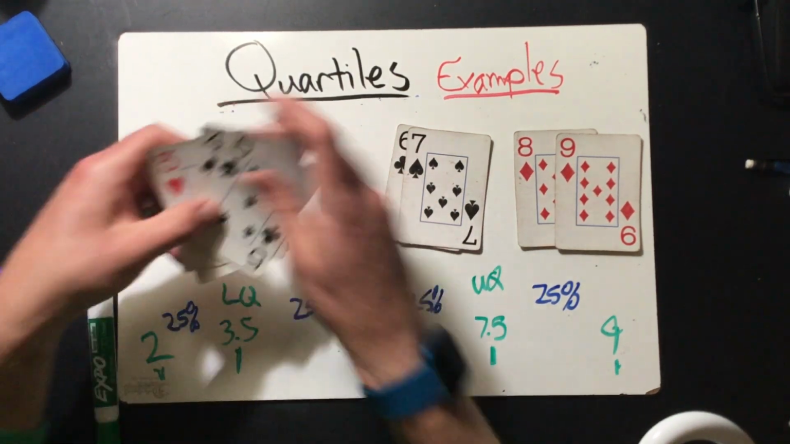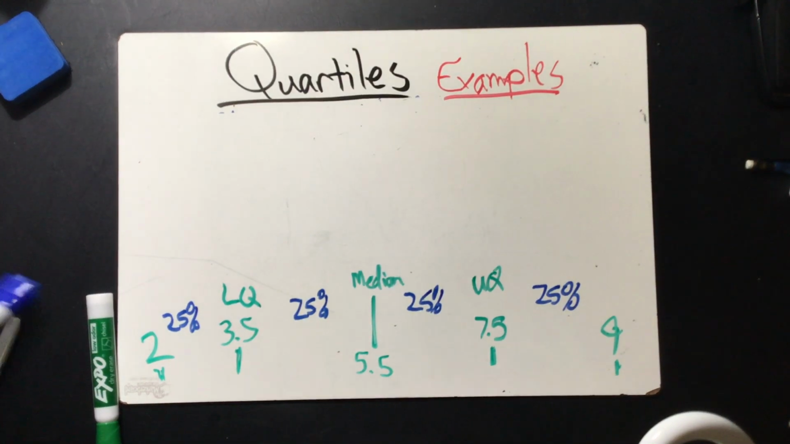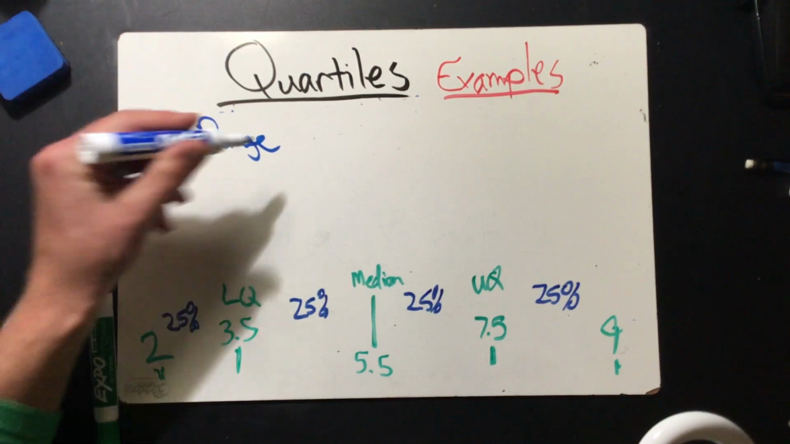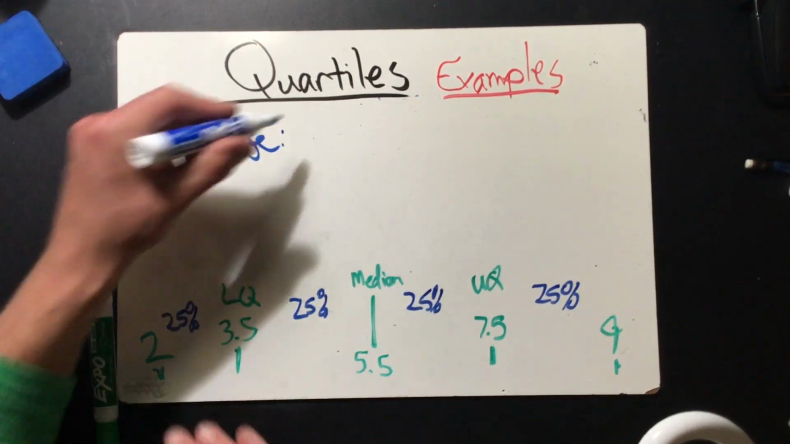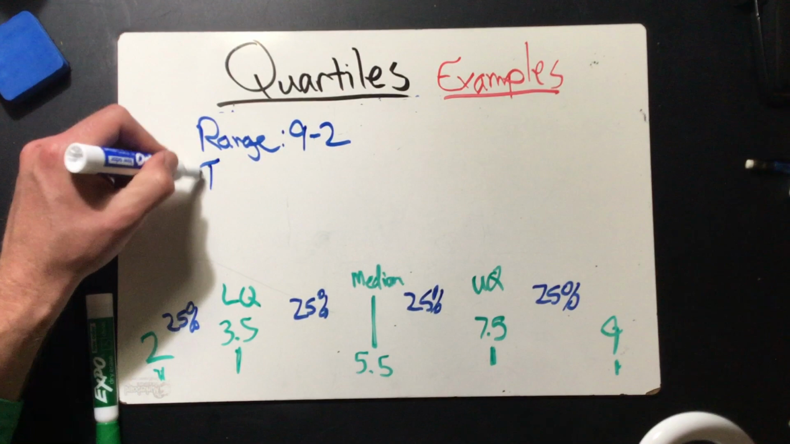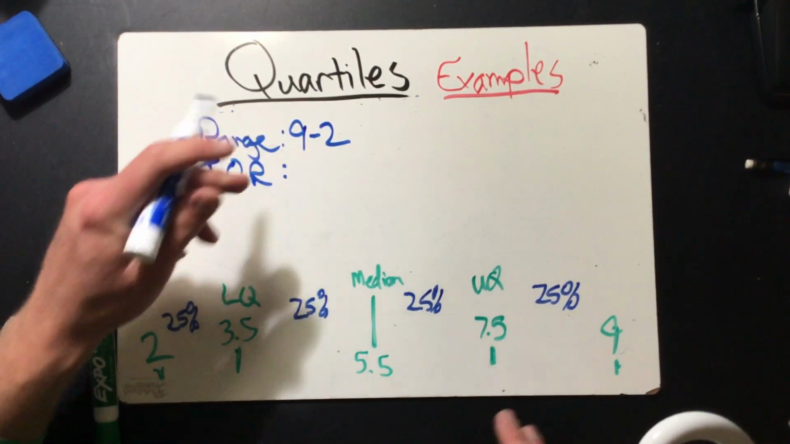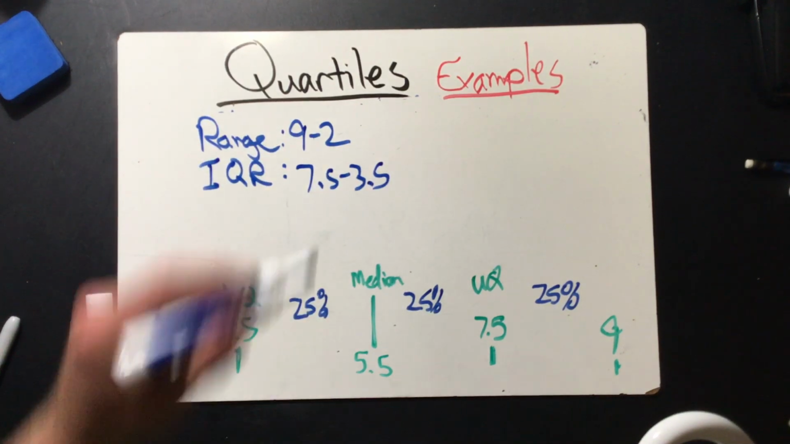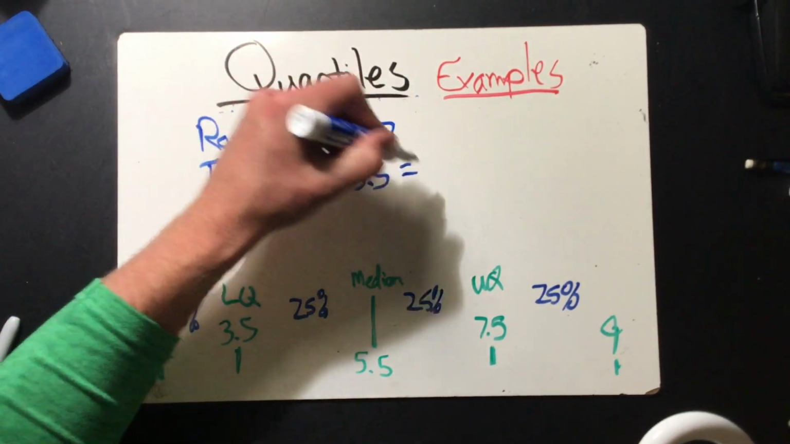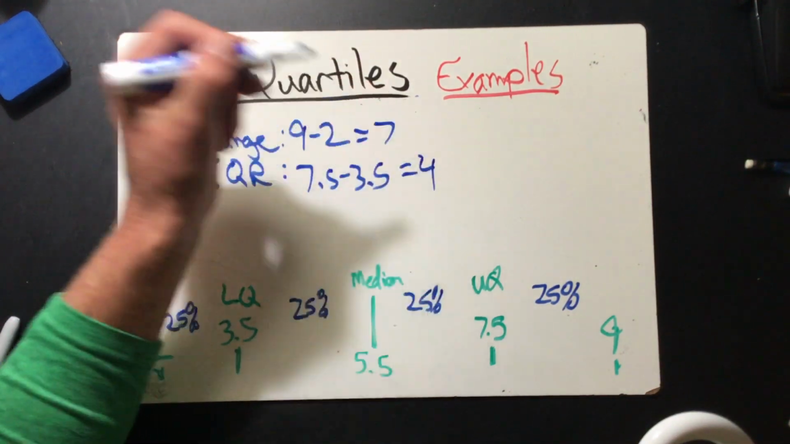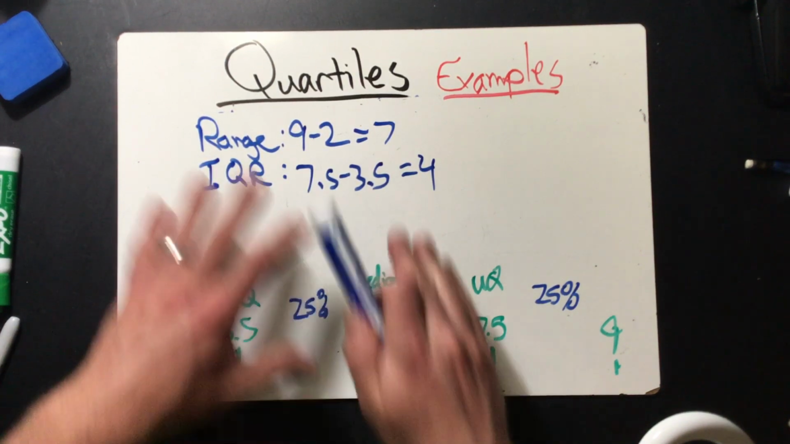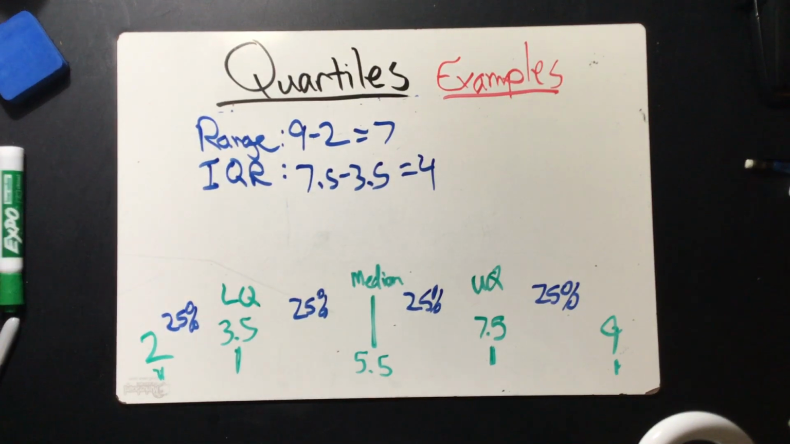I'm going to get rid of the cards, no longer need them, and I'm going to find the range and interquartile range. So the range is just the largest number minus the smallest number, 9 minus 2. Interquartile range is going to be 7.5 minus 3.5. So my actual range is 7, my interquartile range is 4. And so that's one example of finding your lower quartile, upper quartile, the interquartile range, all that other fun stuff.